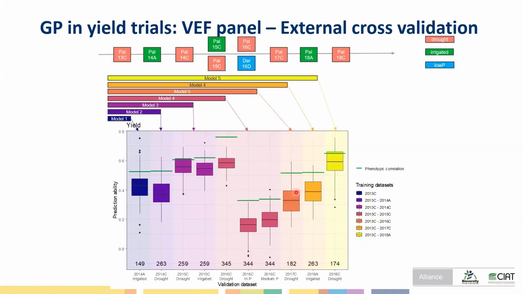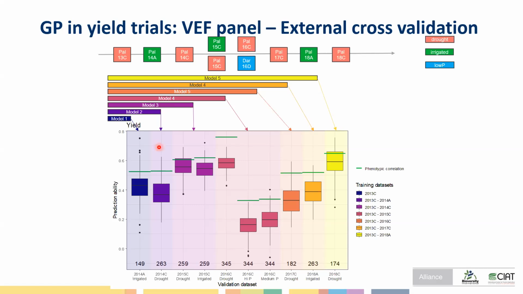Now, our next objective was to try to predict a trial using the data from past trials. For example, we use the information from Palmyra 2013C to predict the trial of Palmyra 2014A. This is called Model 1. Model 2 predicts the trial of Palmyra 2014C, combining the data from the Palmyra 13 and Palmyra 14A trials. And so on, we feed the models with information from past trials to predict the current trials.